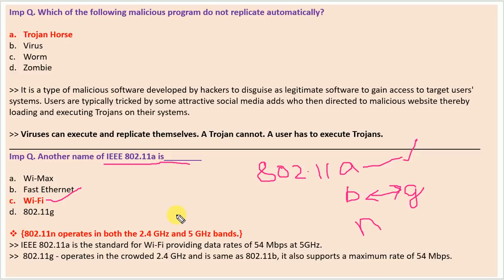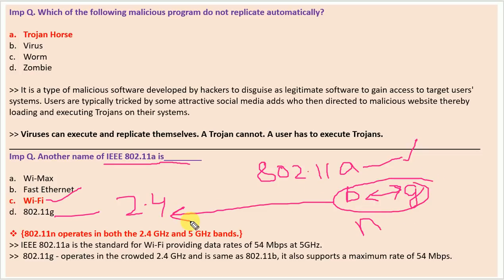Why? Because now the point is, 802.11g works on the frequency of 2.4 gigahertz. Okay, and b also, b and g both work on the frequency of 2.4 gigahertz. But 802.11a works on the frequency of 5 gigahertz. That's why both are different, they are not similar. Okay, you have to understand that.